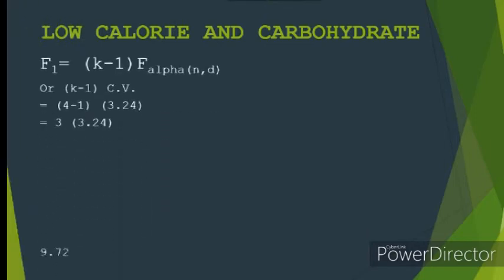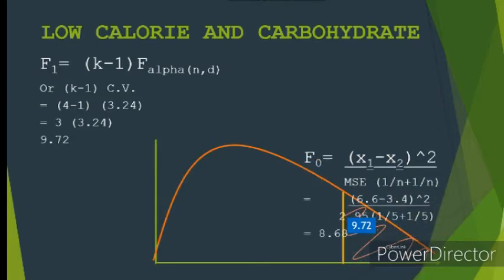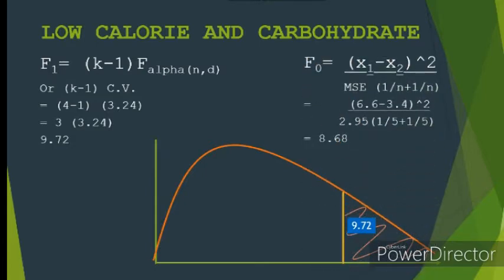For pair number 2, we have low calorie and carbohydrate. Our F critical value is 9.72 and our F value using the Scheffé test formula is equal to 8.68, and 8.68 does not fall in our critical region. Therefore, low calorie and carbohydrate is not significant in our problem.